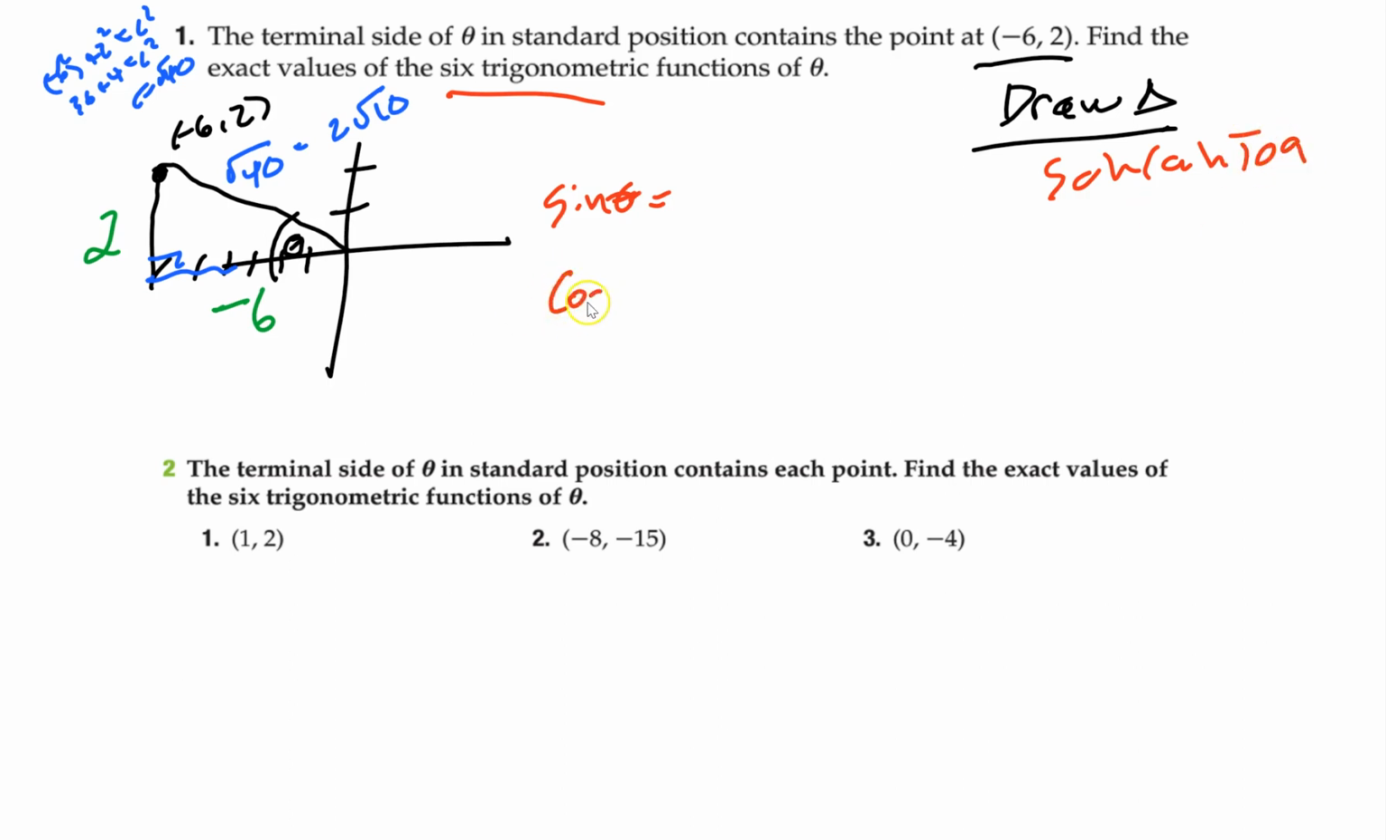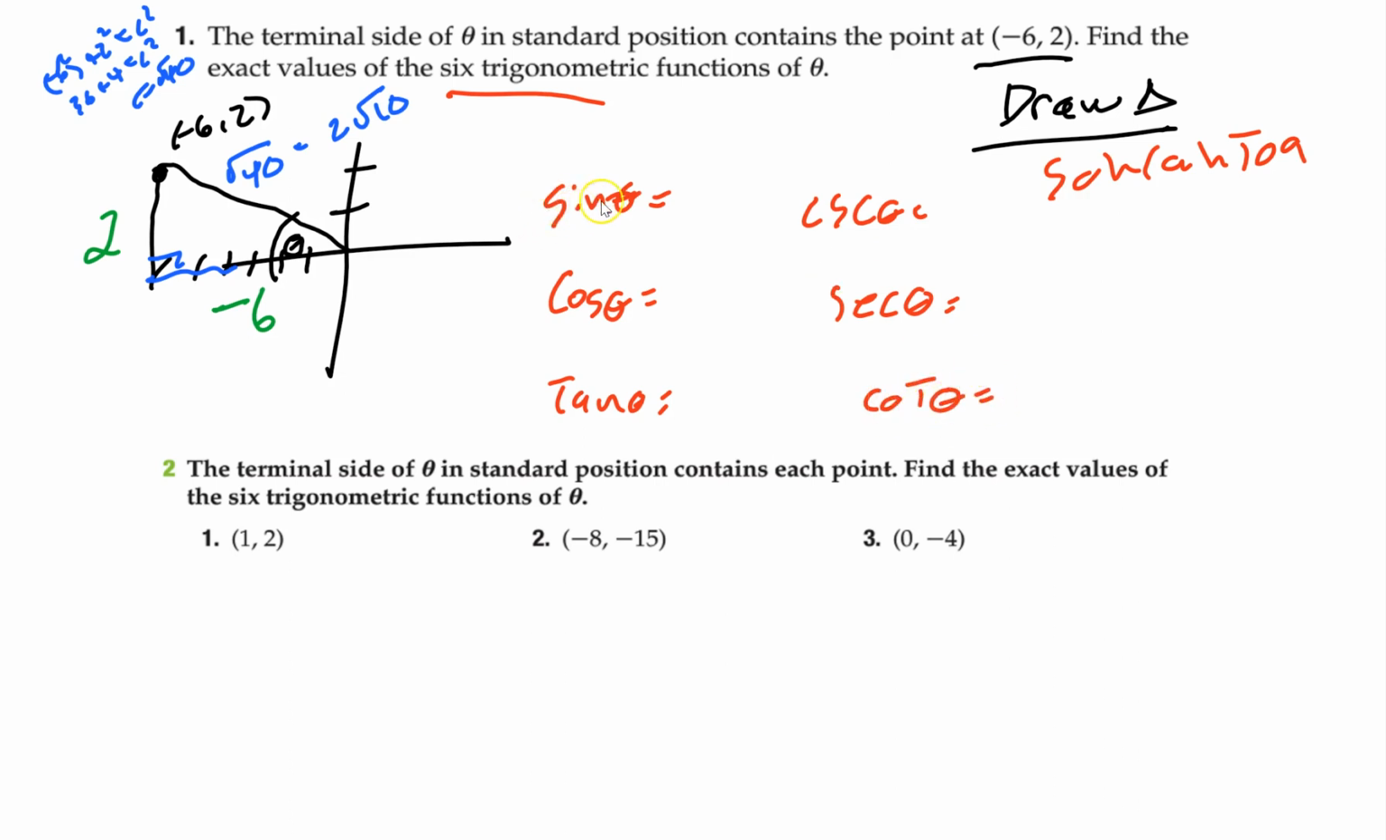Right, cosine, tan. Sine is the reciprocal of cosecant. Cosine is the reciprocal of secant. And tan is the reciprocal of cotan.